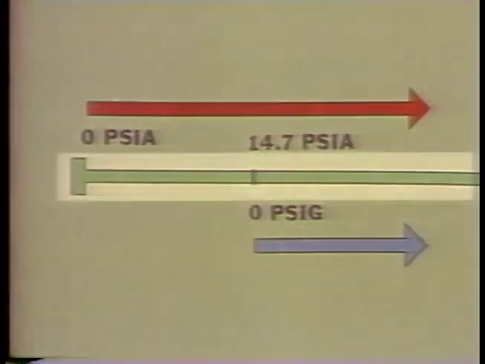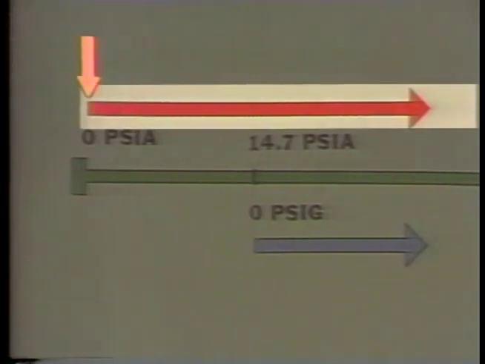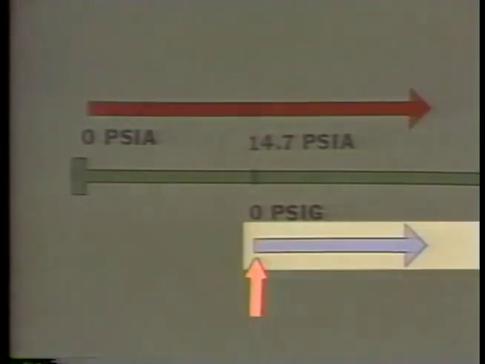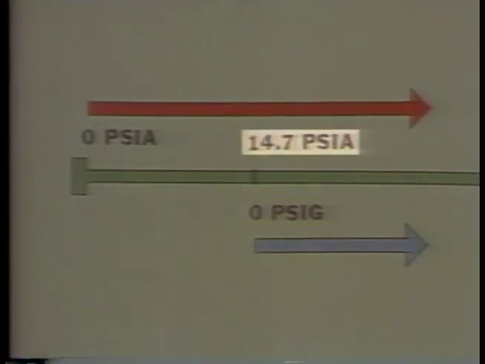The relationship between gauge pressure, PSIG, and absolute pressure, PSIA, can be easily seen if we visualize it on a graph. This line represents pressure, a force exerted on a surface. Absolute pressure begins at 0 PSIA, where no pressure is being exerted, and increases in this direction. Zero gauge pressure begins at atmospheric pressure and increases in this direction also. At sea level, 0 PSIG occurs at 14.7 PSIA. The absolute scale is the standard for all pressure measurement.